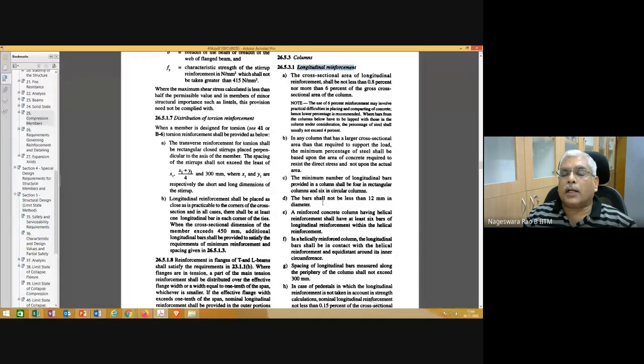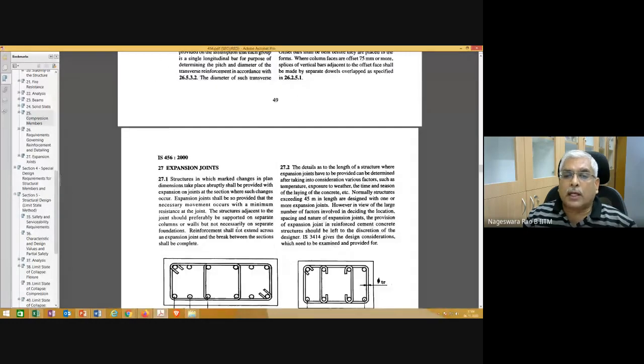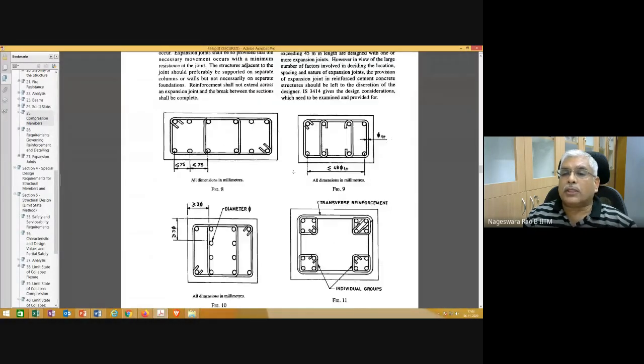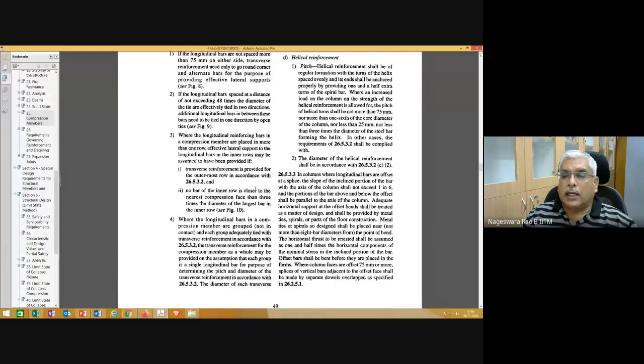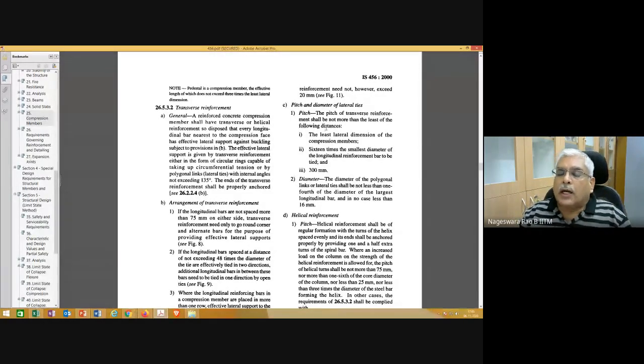This is for longitudinal reinforcement and transverse reinforcement, and also how to arrange this transverse reinforcement. And when the size of the column increases, okay, transverse reinforcement, how to arrange, all those details are given here. And in addition, what should be the spacing of the transverse reinforcement? That spacing of the transverse reinforcement is usually referred to as pitch. It is nothing but distance of the reinforcement in the transverse direction. And what should be the diameter?